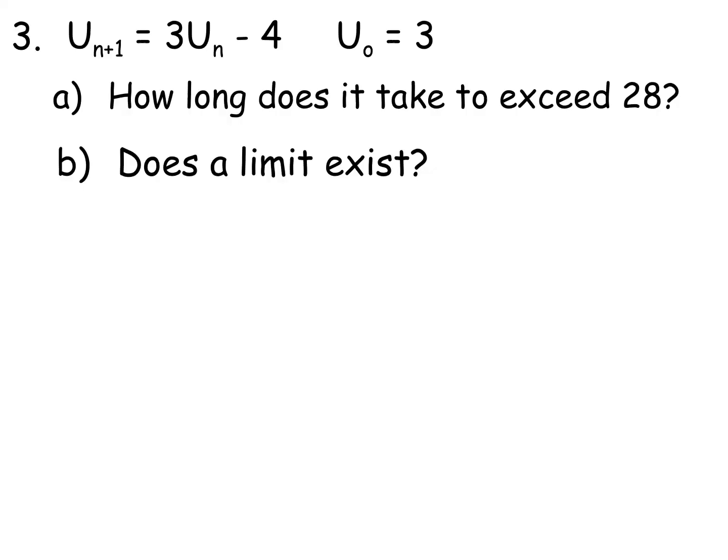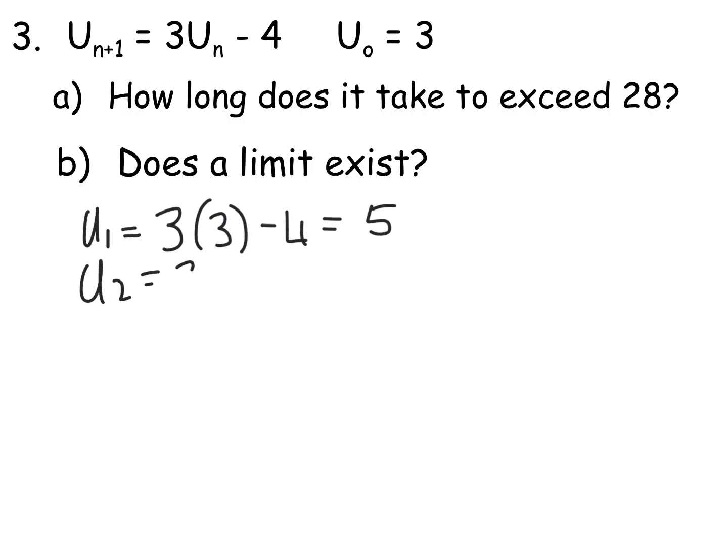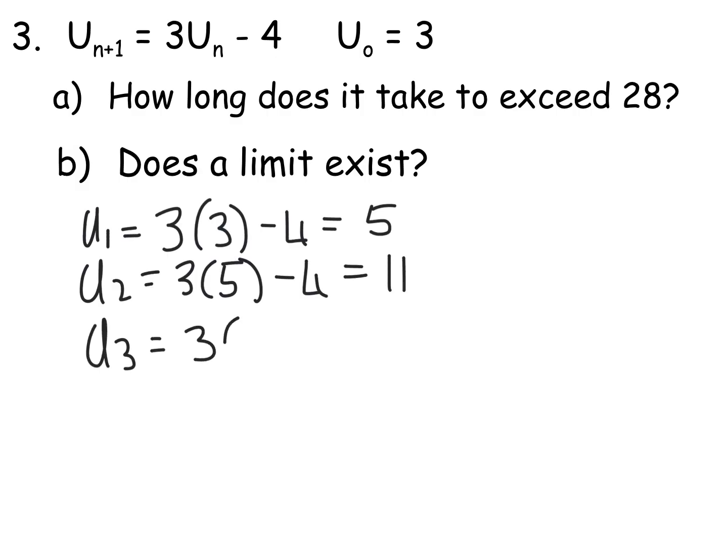I do have one final example. I tell a lie, I've got 2 examples. So this one says, how long does it take to exceed 28? So you just keep plugging in until you get over 28. So U1 would be 3 times 3 add 4. Sorry, take away 4, which is 5. U2 would be 3 times 5, take away 4, which is 11. U3 would be 3 times 11, take away 4, which would be 29.